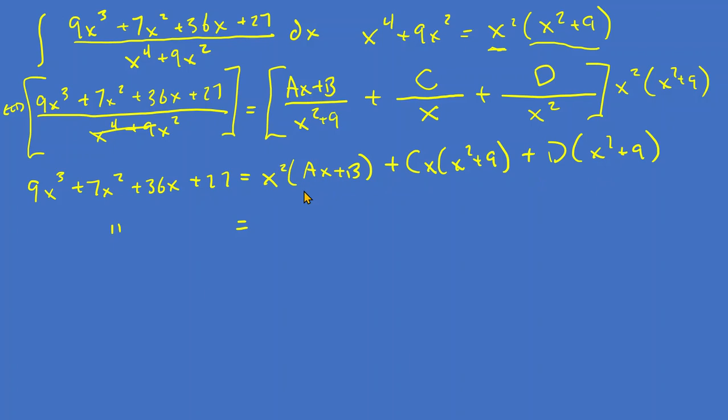So x squared times ax will be ax cubed. X squared times b will be bx squared. Cx times x squared is cx cubed. Cx times 9 is 9cx. D times x squared and d times 9.